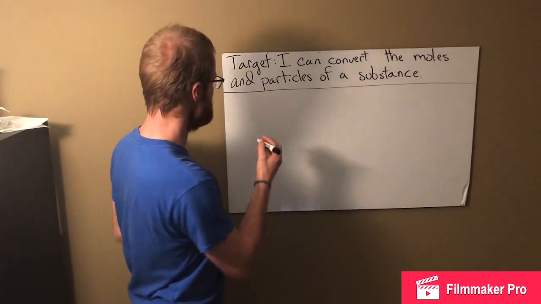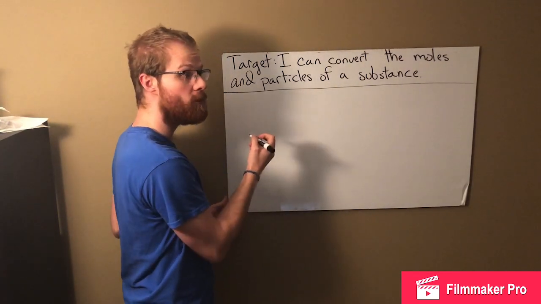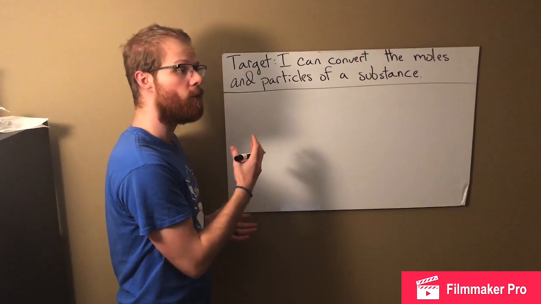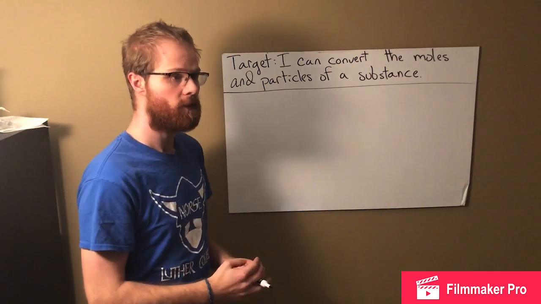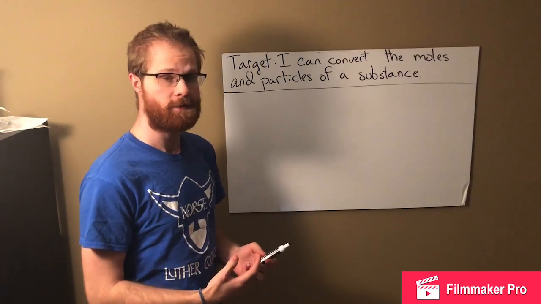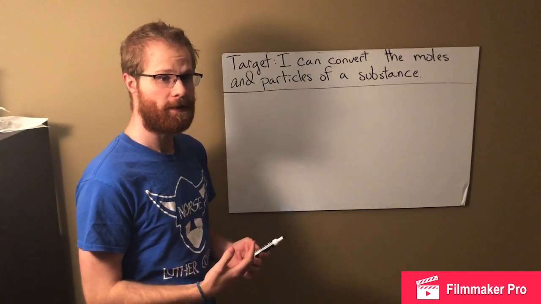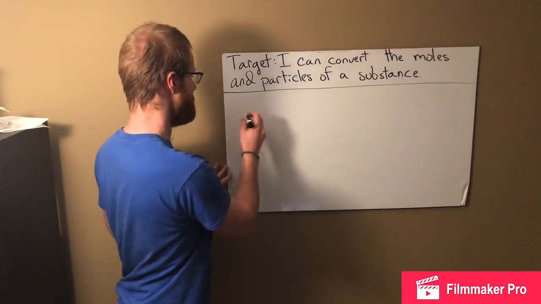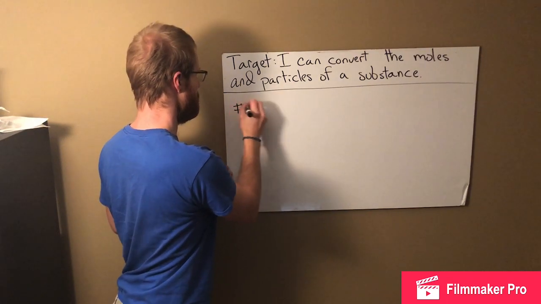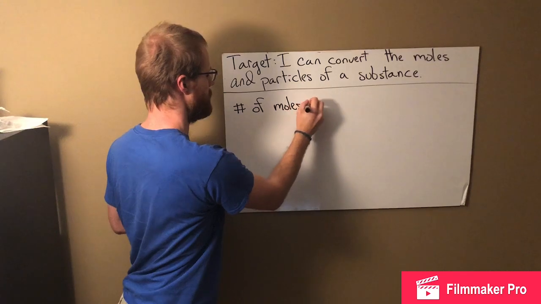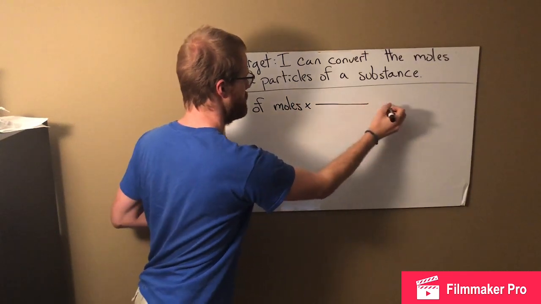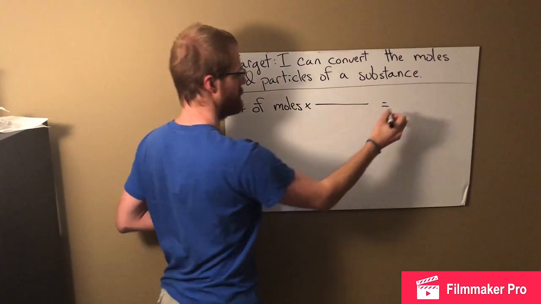Let's just say, for example, we know how many moles of a substance we have, but we want to figure out how many particles of a substance we have. We're going to use something known as dimensional analysis in order to figure that out. So we simply take the number of moles and we use a conversion factor to tell us how many particles we have.